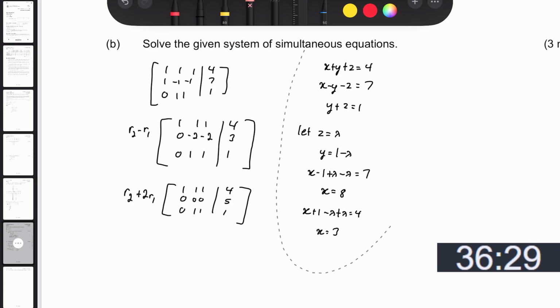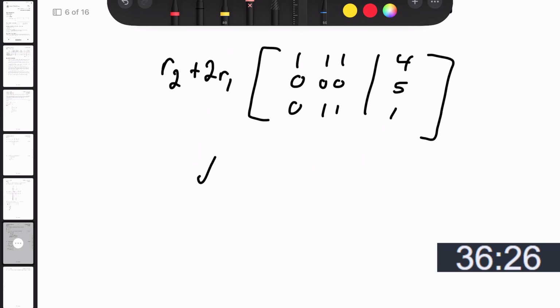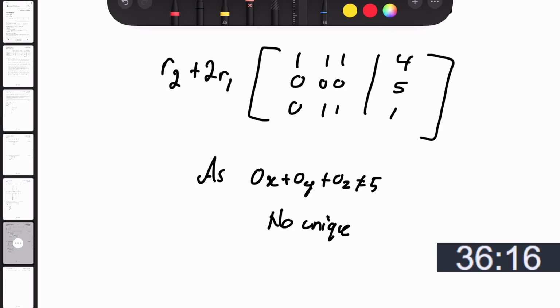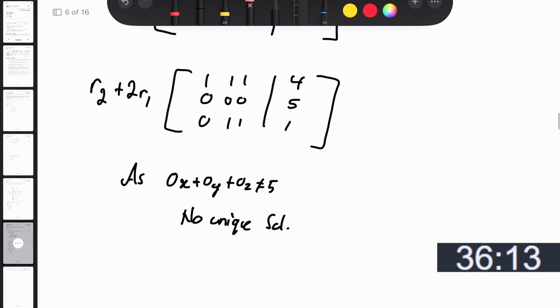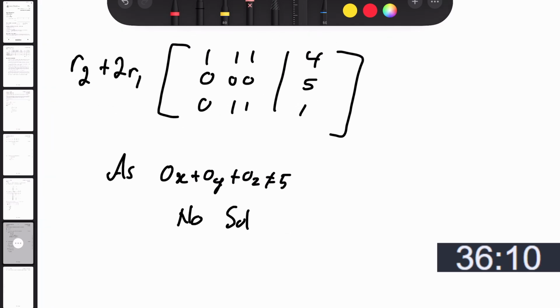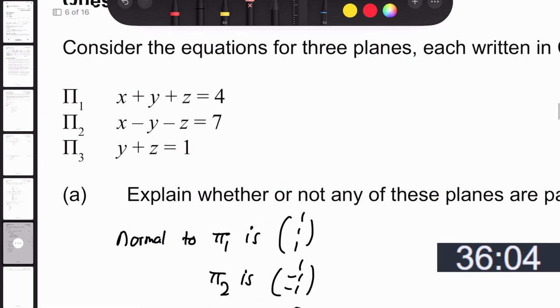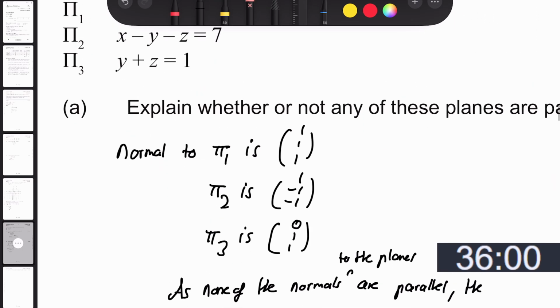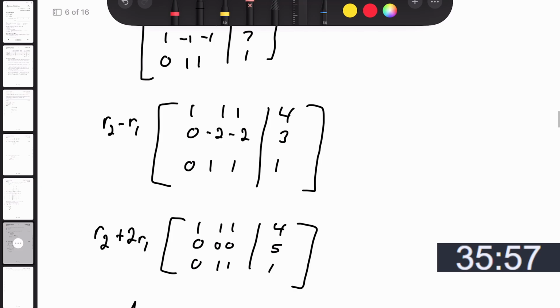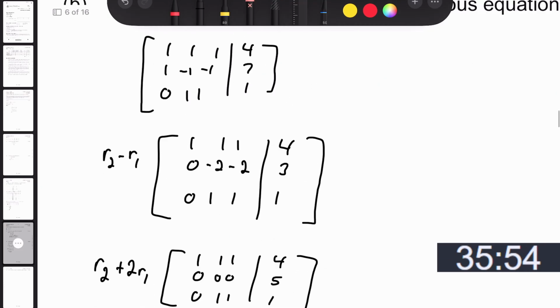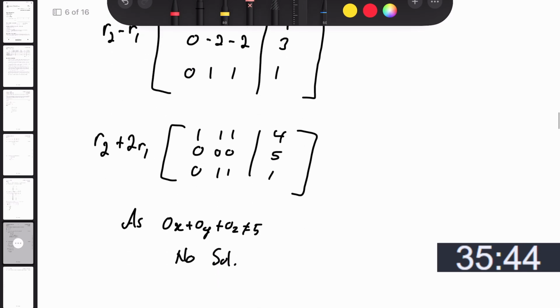No unique solution. Minus 0. No unique solution. There's no solution at all. If there's 0 solution, why is it that they are not parallel? 1, 1. So row 2 minus row 1. Minus 1 minus 1, 3. Add 2 of each. Yeah, I don't know.